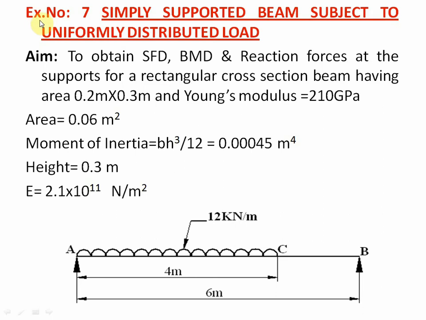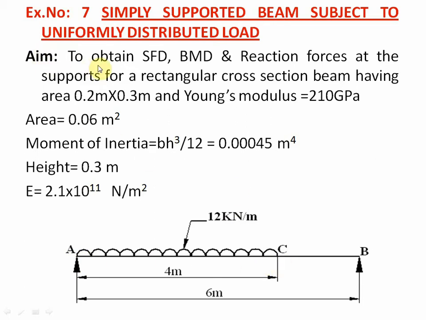So today we'll do experiment number 7, that is, a simply supported beam subjected to a uniformly distributed load. Here you can see the simply supported beam supported at the ends A and B, and a uniformly distributed load of 12 kilonewton per meter is applied up to 4 meter.